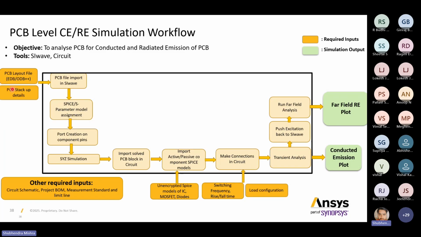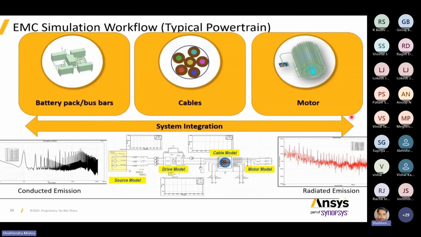So what inputs will you require? You will require a PCB layout file, PCB stack up details, our circuit schematic, and your project BOM file. The BOM file basically deals with the case where you have some components missing, so you can import those from the BOM file. You also have measurement standards and a limit line. These are the basic inputs required. After that, you will get these two outputs, conducted emission and radiated emission plots. So this was basically for PCB level simulation.